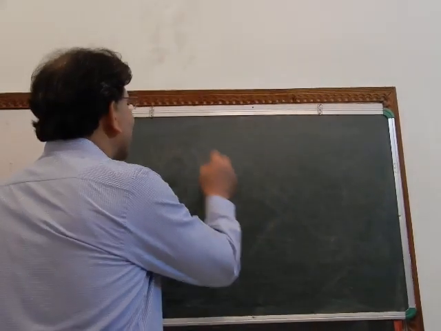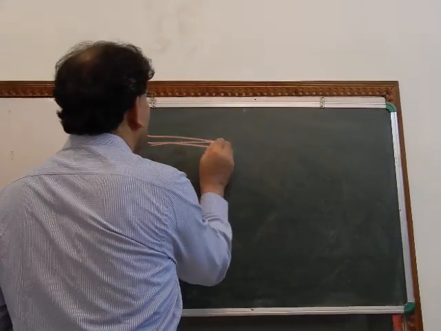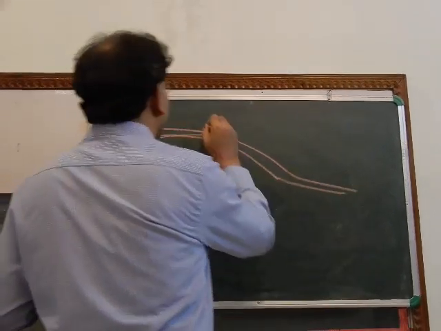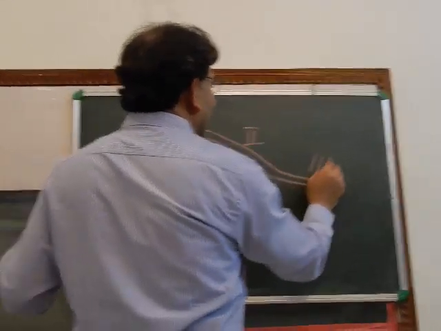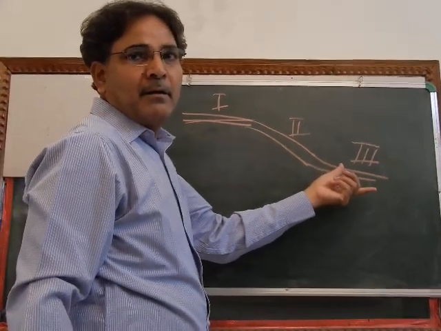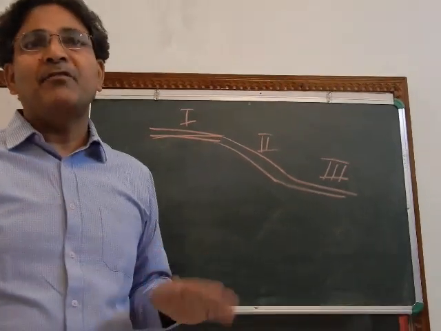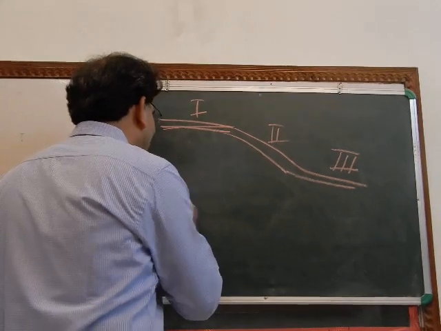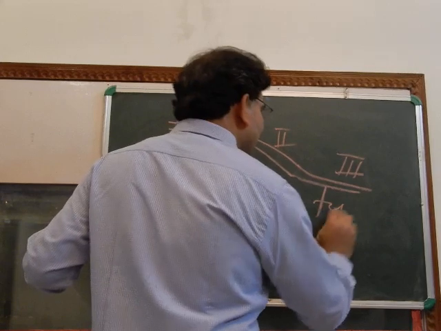In any delta there are three parts: number one is the topset, second is the foreset, and the third is the bottomset. Topset, foreset, and bottomset, three parts in a delta. If all these three parts are very well developed in a delta, that is the ideal type of delta, and that delta is known as the Gilbert type of delta.